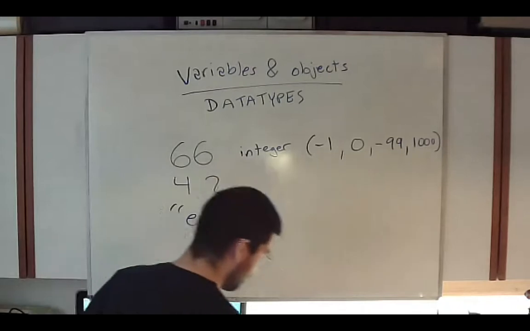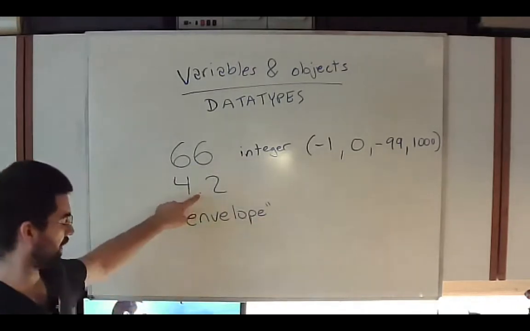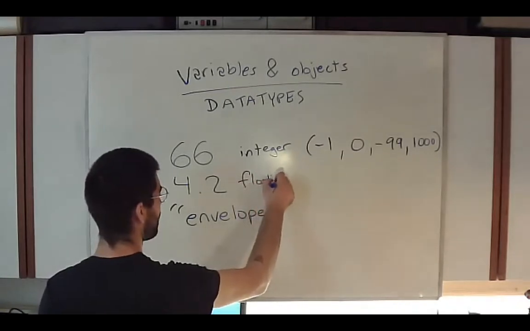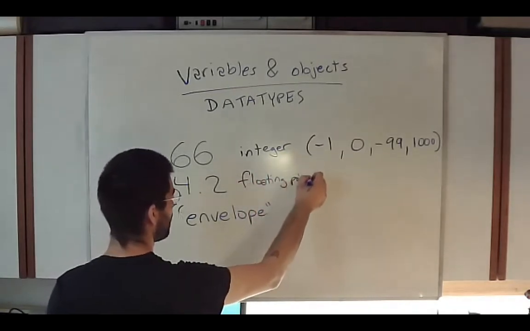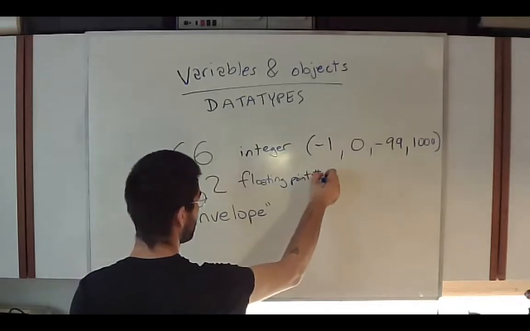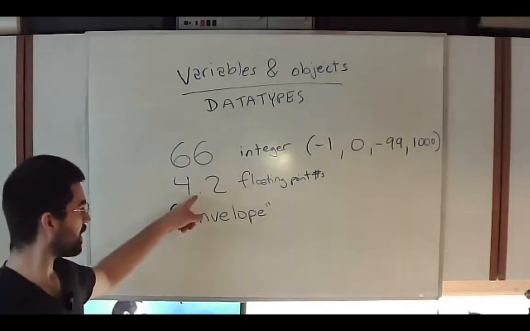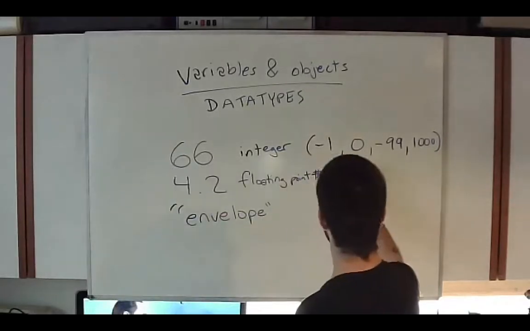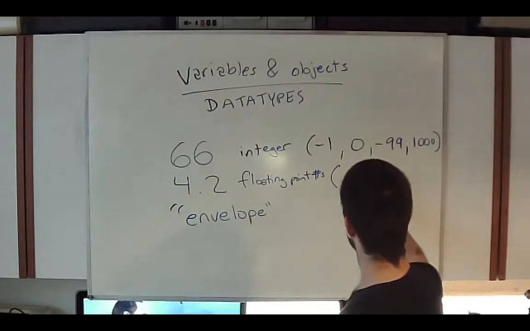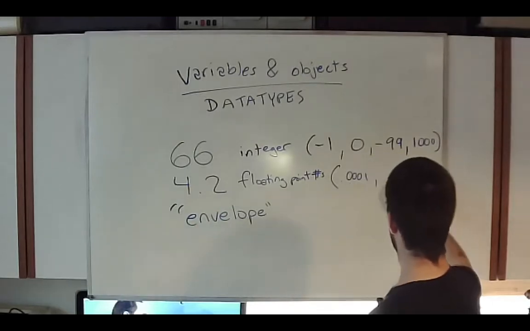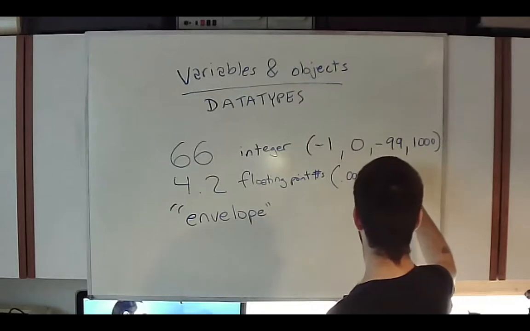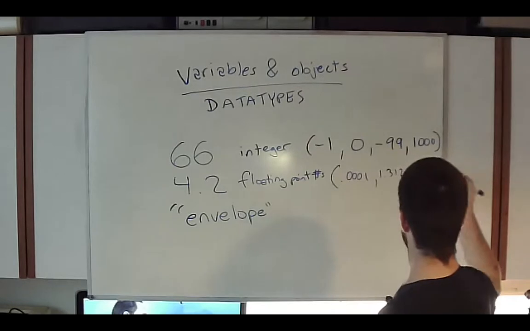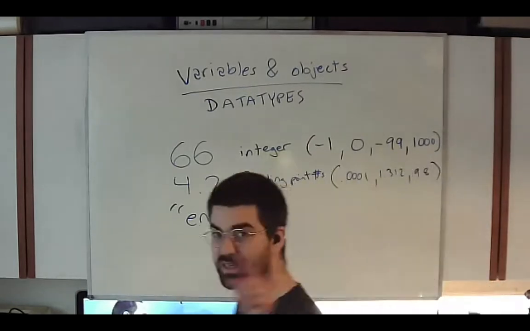We also have numbers that have decimal points. So these are called floating point numbers, because we have this decimal point that we put in somewhere. So let's do some other examples of floating point numbers. We can have 0.0001. We could have 1.312. We could have 9.8, whatever. Something with a decimal point in there.